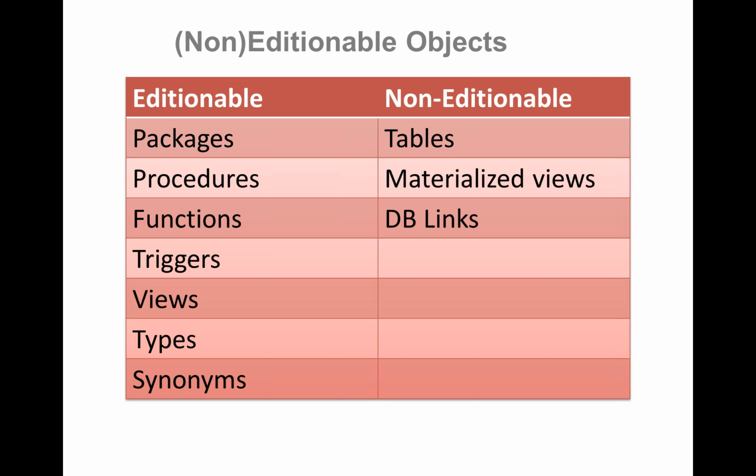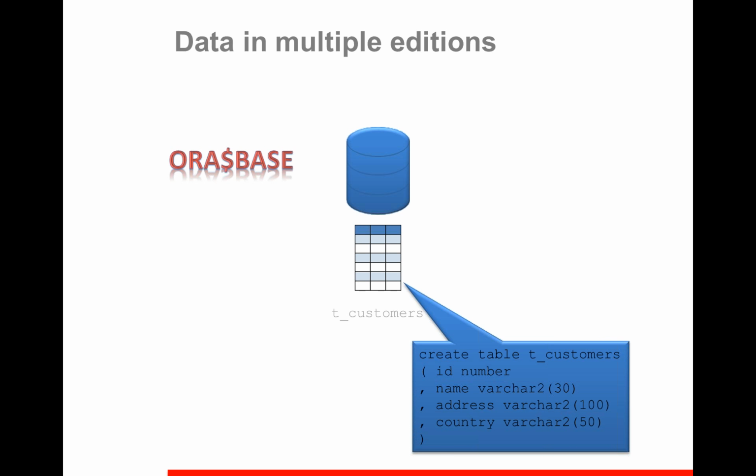If tables are non-editionable, how do we cope with the data? Let's see the data in multiple editions. There's always a base edition, or $base. It's always there. If you install Oracle 11g Release 2, you have the base edition in place.